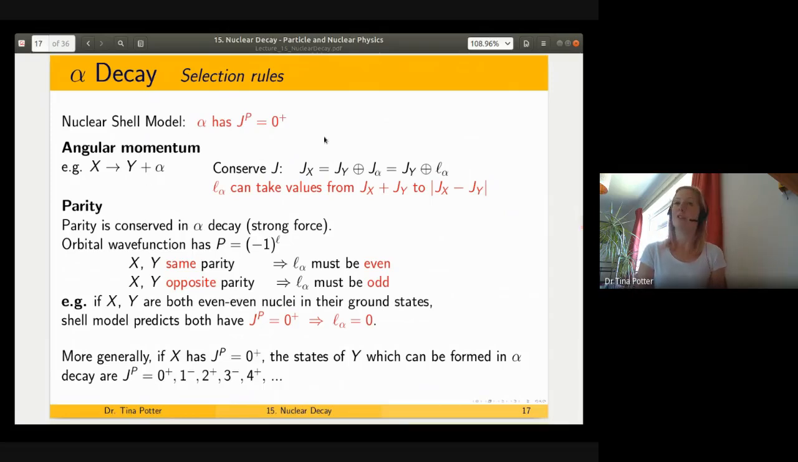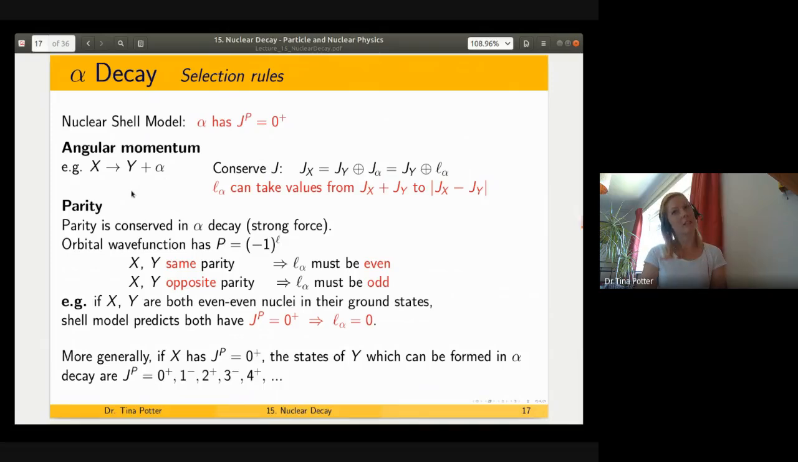So we have to conserve J, of course. Remember, this is one of our strict quantum numbers, and the angular momentum of x has to be the sum of y and the alpha particle. Since this is a spin 0 particle, it depends on the orbital angular momentum that it's emitted with. So the orbital angular momentum of our alpha particle, since we've got to conserve J, can take values of anywhere between the difference and the sum of the two, the parent and the daughter nucleus.